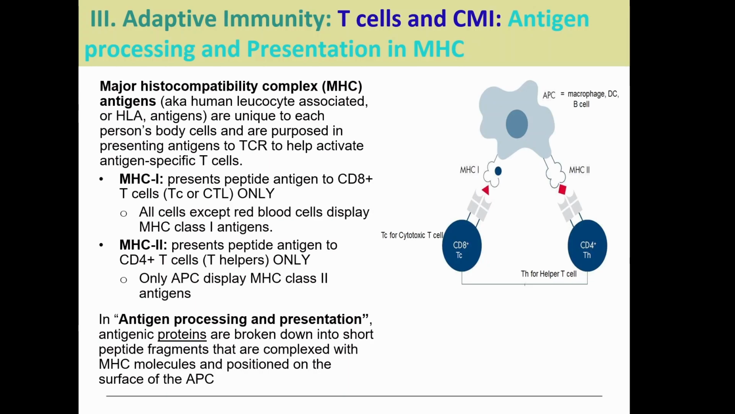But we can break it down into two classes, MHC1 and MHC2. MHC1 is going to present the antigen to the CD8 cells, and every cell except for red blood cells has these. So this is something your CD8 cells can go around and check, like, do you belong here or not? For the most part, every cell is going to have these antigens.